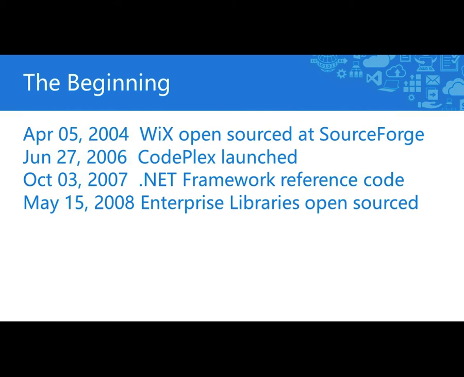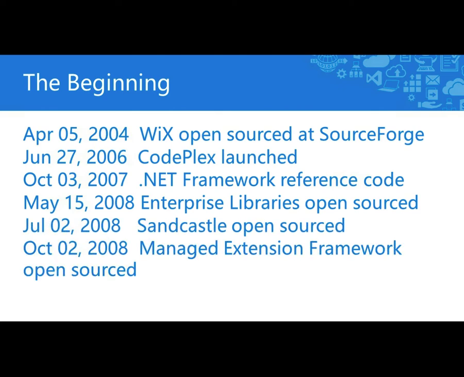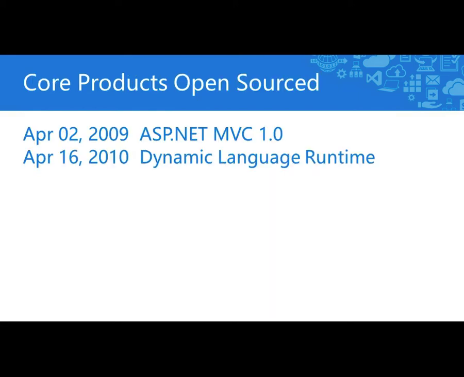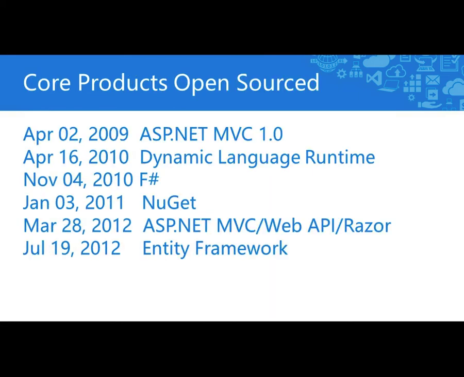source code becomes available. So .NET Framework reference code was published, not open source, but you can see the code, you can debug it. And Enterprise Library was open sourced in 2008, and Sandcastle and Managed Extensibility Framework were open sourced. And bit by bit, Microsoft open sourced much more applications and frameworks. In 2014, even the compilers became open source.